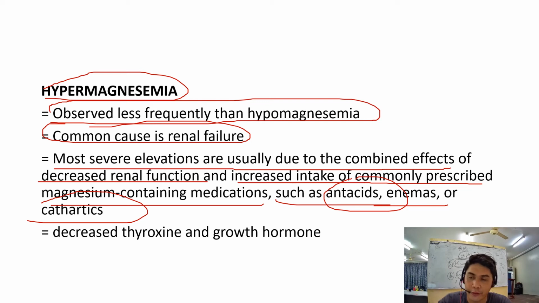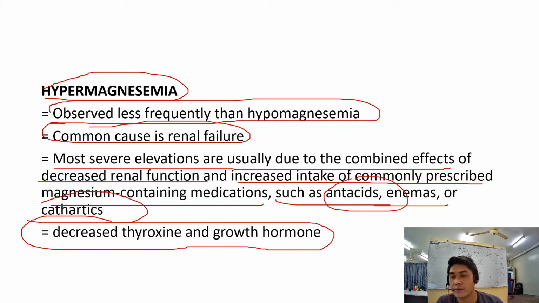Okay, if you're constantly taking antacid and you have renal failure, those two things, the renal failure condition and the use of antacid, can cause hypermagnesemia. Another cause is a decrease in thyroxine and growth hormone, and also a decrease in aldosterone. Thyroxine promotes the excretion of magnesium, so if there's a decrease in thyroxine, magnesium may accumulate in the system. Same with growth hormone, and aldosterone.